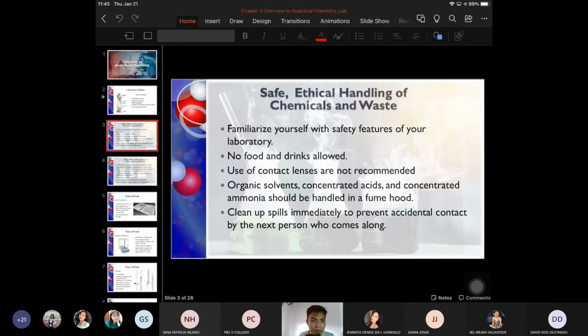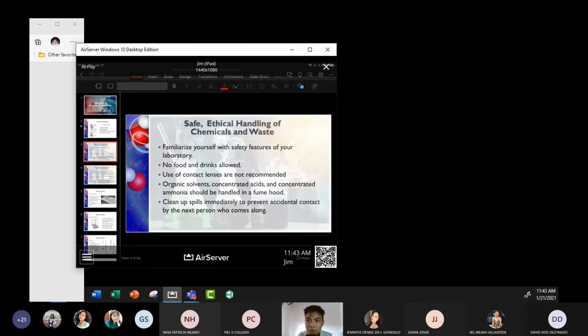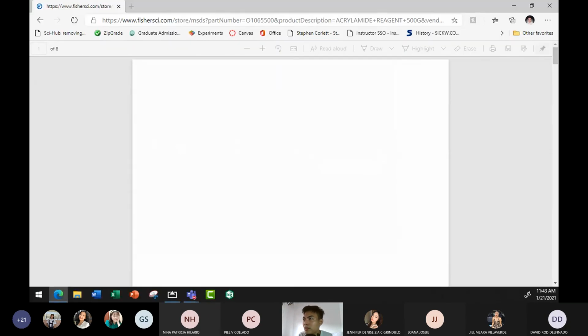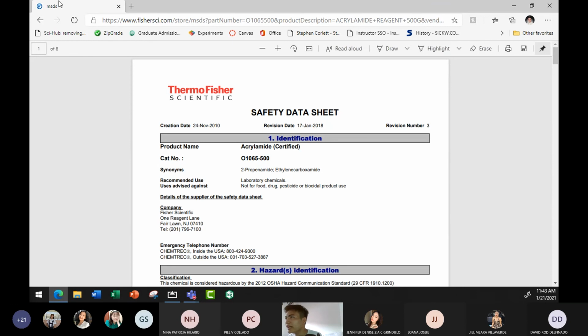Okay? So, bigyan ko kayo example, MSDS ng acrylamide. Ito yung ginamit ko nung thesis ko. Nung nabasa ko to, natakot ako eh. Sabi ko, magti-thesis pa ba ako? Kasi nakakatakot pala yung aking chemicals na. So, pakita ko sa inyo. Ito yung itsura ng MSDS. Ayan.